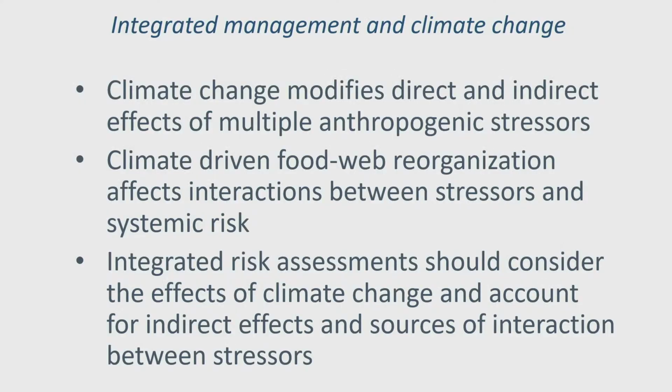And we conclude with the idea that climate change now modifies direct and indirect effects of these multiple anthropogenic stresses. The climate-driven food web reorganization then affects indirect effects. Okay, so it's affecting interactions between stresses and systemic risk. And finally, the integrated risk assessments that are the basis for the decision support tools, if you want, should include effects from climate change and account for these indirect effects and indirect impact pathways we discussed, and the sources of interaction between stresses that tend to emerge from food webs.